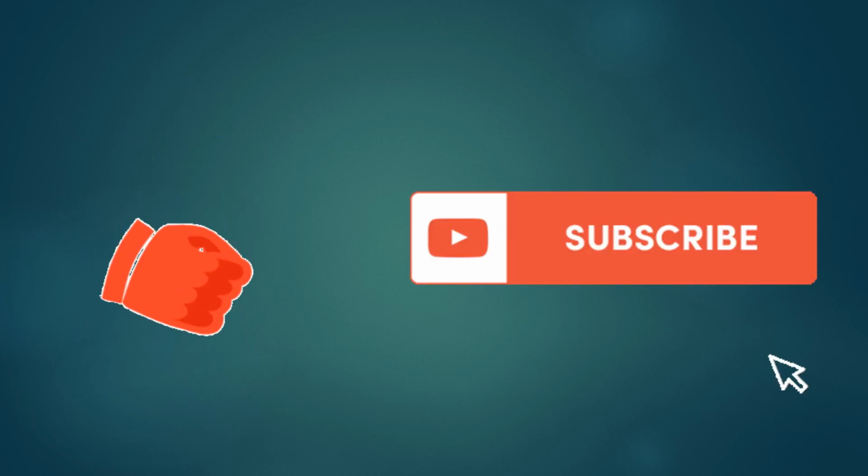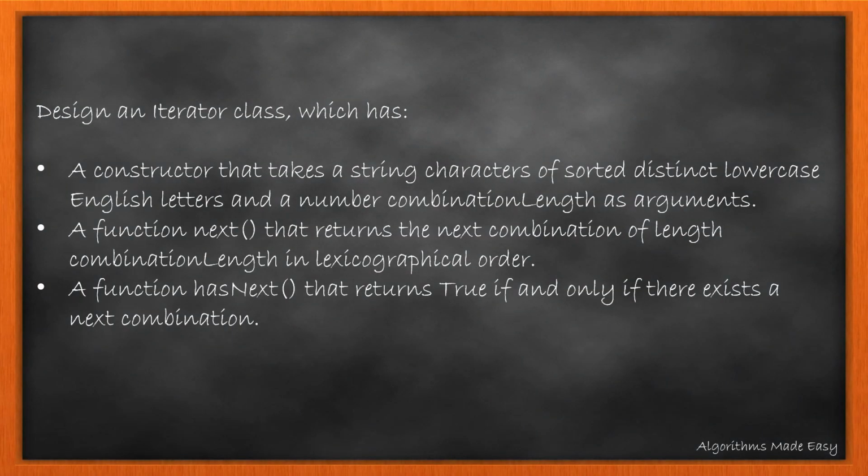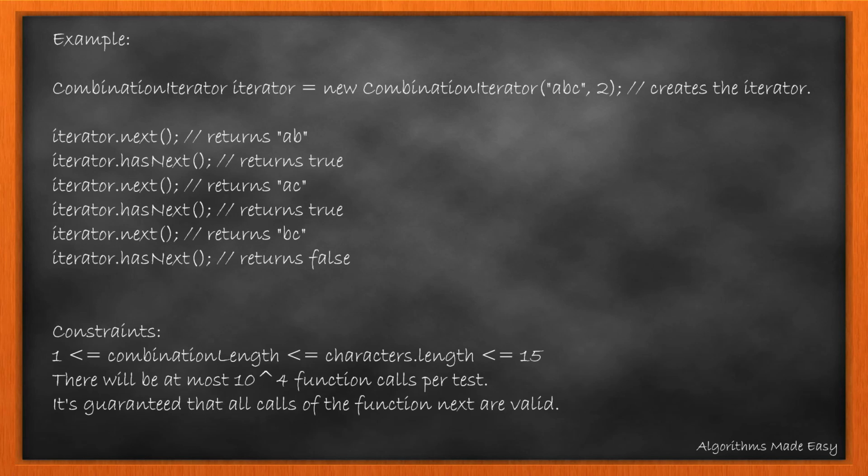Design an iterator class which has a constructor that takes a string of sorted distinct lowercase English letters and a number combinationLength as arguments. The function next returns the next combination of length combinationLength in lexicographical order. A function hasNext returns true if and only if there exists a next combination. You can see how the code should work in each case and give the proper result.